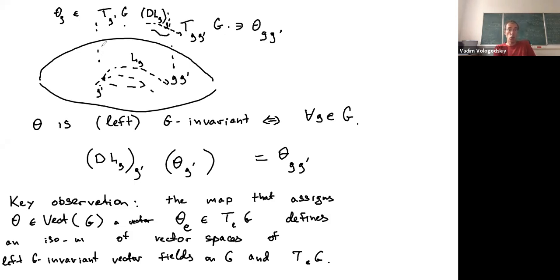Geometrically, it should be pretty clear because all these translation maps identify the fibers of the vector bundle, or the tangent bundle. So saying that the vector field is G invariant is equivalent to saying that it's constant with respect to this identification, right? You take for G prime just the neutral element, and then you use these maps to produce vectors in every tangent space, right?